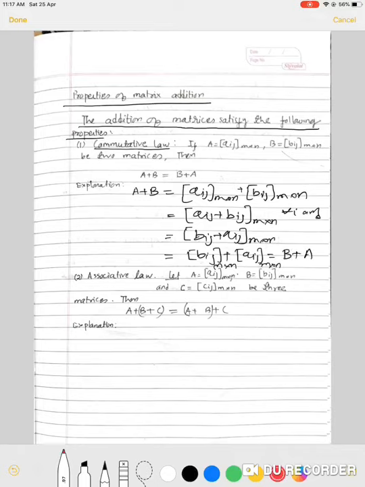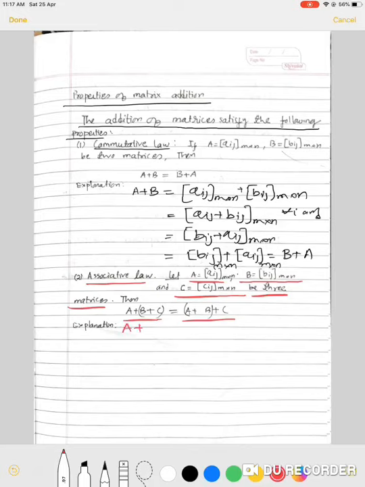Next property is associative law. Let A = Aij m cross n, B = Bij m cross n and C = Cij m cross n be three matrices, then (A plus B) plus C is equal to A plus (B plus C). It's called associative law.